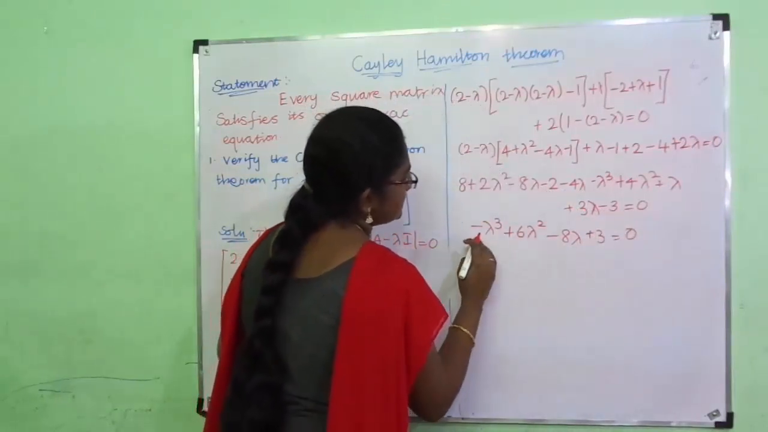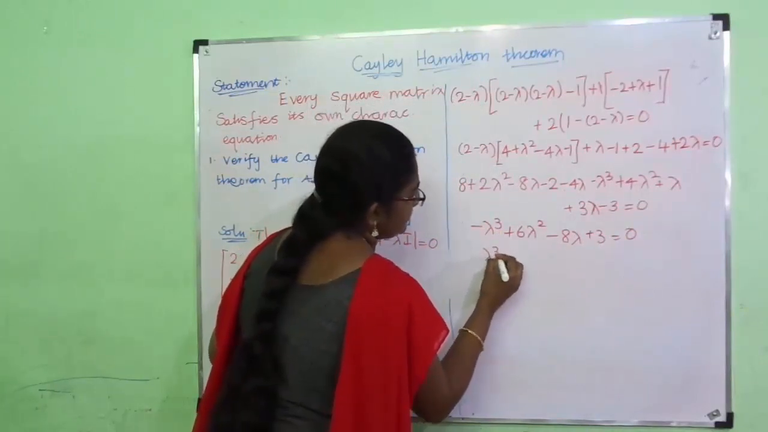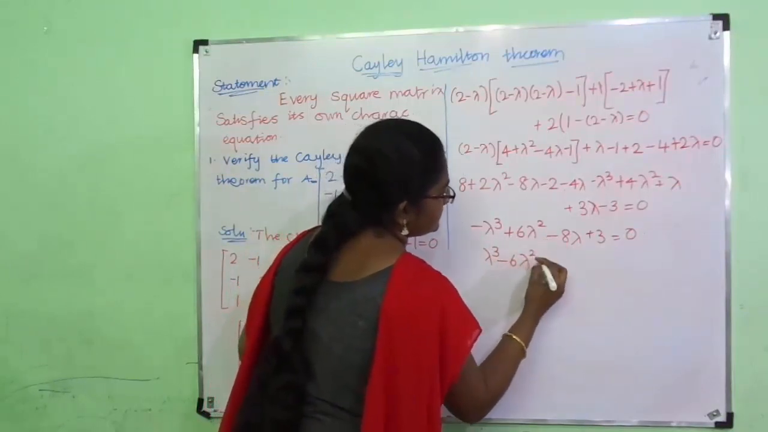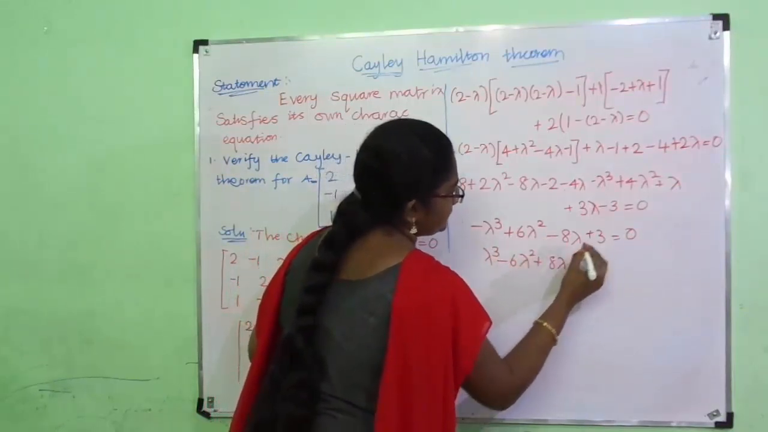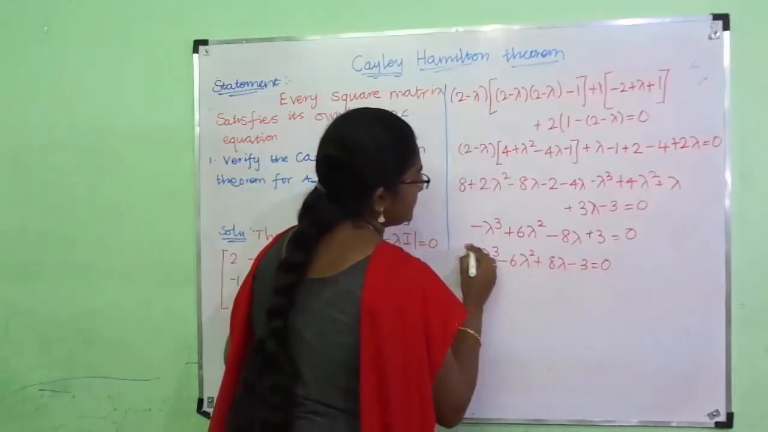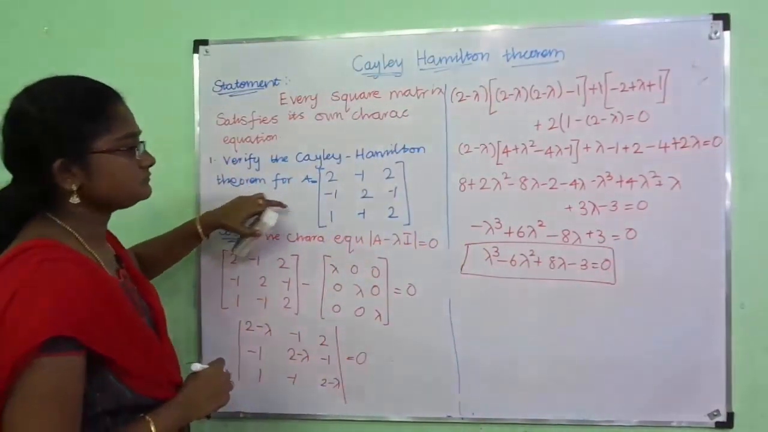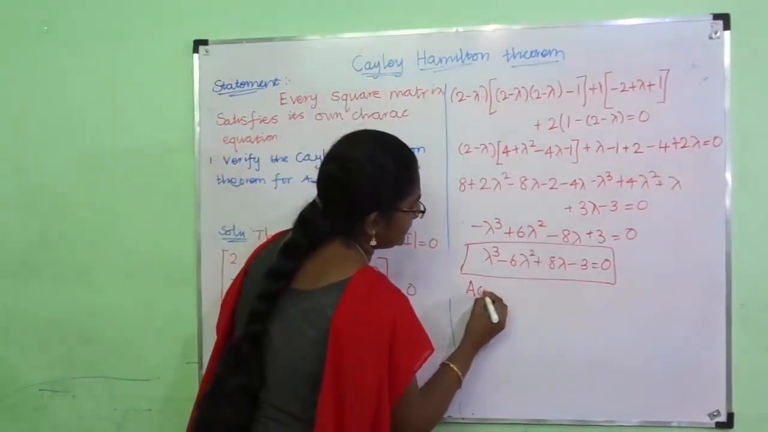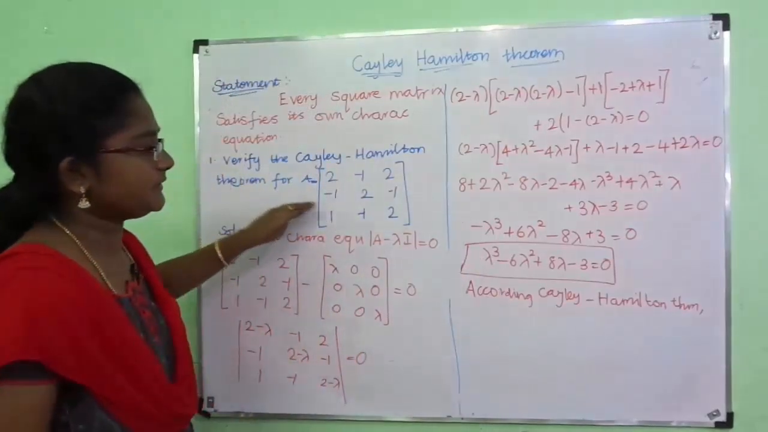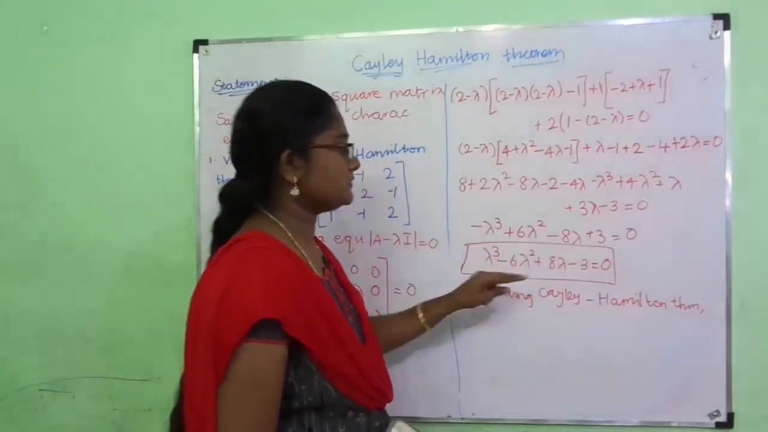I am going to change the sign in the next step. Minus lambda cube becomes plus lambda cube, plus becomes minus 6 lambda square, minus becomes plus 8 lambda, plus becomes minus 3 lambda. This is the characteristic equation of the given matrix A. According to the Cayley Hamilton theorem, if you substitute the values of given matrix in this characteristic equation, the right hand side and the left hand side values will be equal.